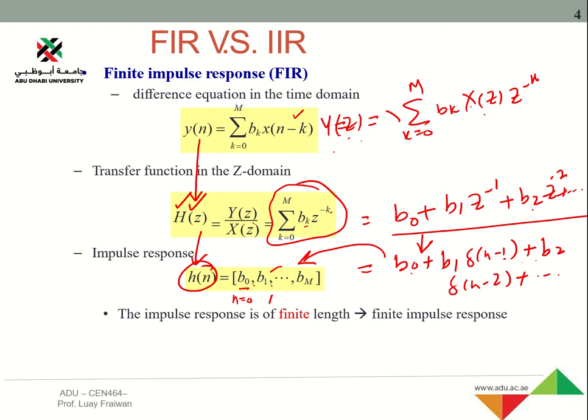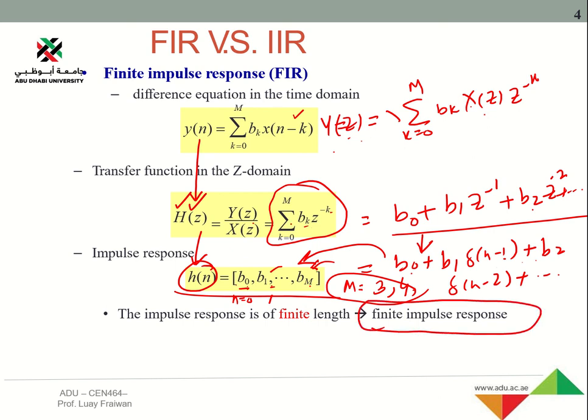Now if you look at this impulse response, I basically have a finite number of impulses, starting from 0 and ending at M. M, for example, could be 3 or 4; it is a finite number. So that is why this is called a finite impulse response system. This system is the finite impulse response system.